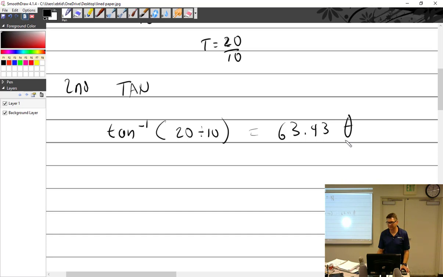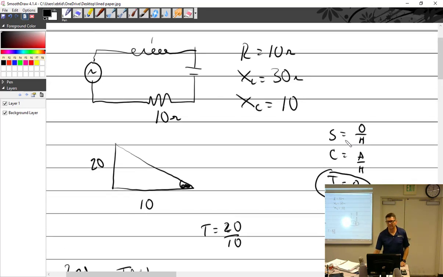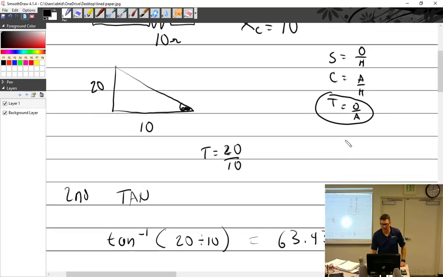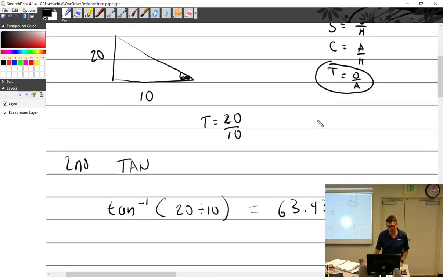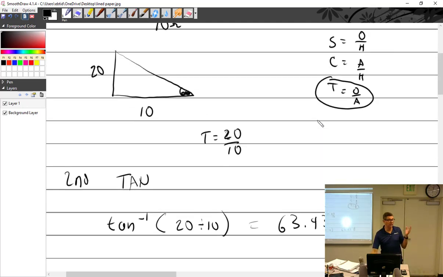You got 20 from the XL minus the XC? That is correct. You said that function was called arc what? Arctangent. So it's sine, cosine, tangent, but because we're using the tan minus 1, cosine minus 1, and sine minus 1, it's called arctangent, arccosine. Or we could just say tan minus 1 or sine minus 1. That's it. There's your phase angle. Boom, you're done.